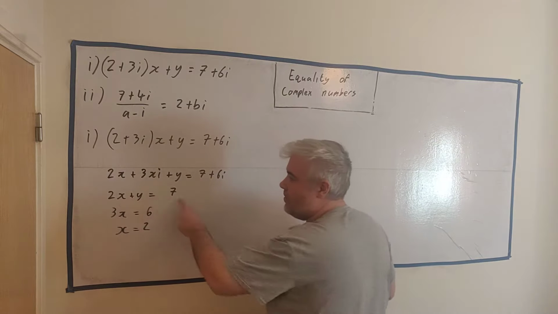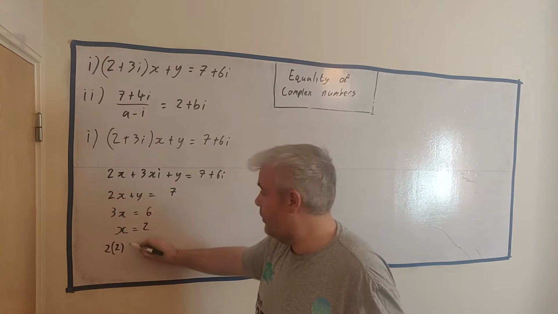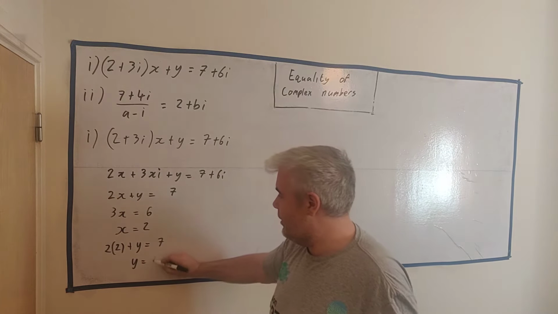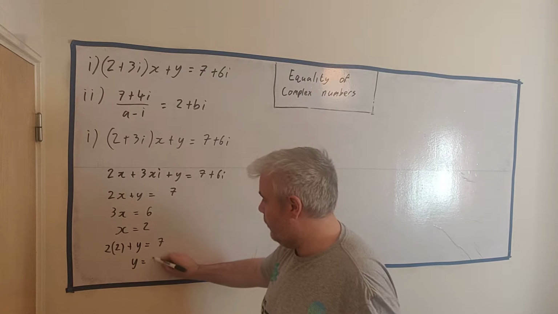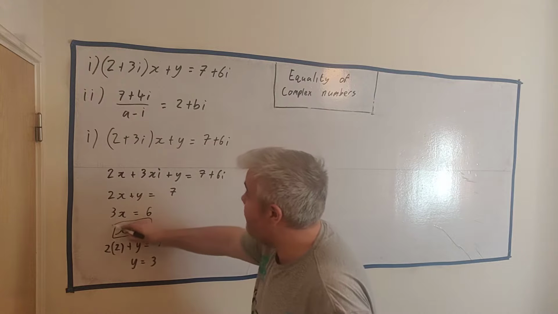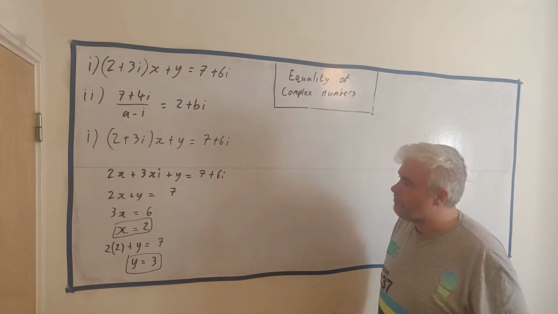And we can go ahead and solve y by writing 2 times 2, put x in for 2, plus y is equal to 7. y is equal to 7 minus 4, y is equal to 3. That's our two answers. That's our answer to part 1. x is 2 and y is 3.